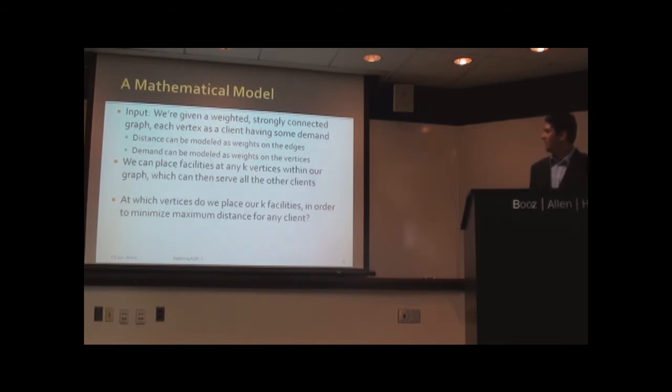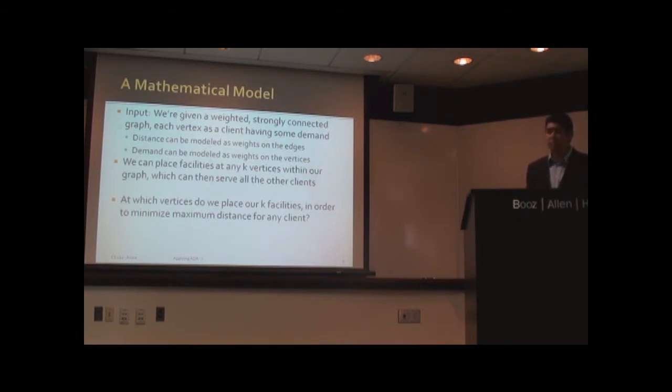And now the question that we have is, we can place the facilities at any of the k vertices within our graph. If we imagine that all of our facilities will be co-located with some of the stores, so the warehouses will be quite near the stores, then we just have to select the k vertices from the graph, which will then serve all the other clients. Does that make sense? So that's our question here.